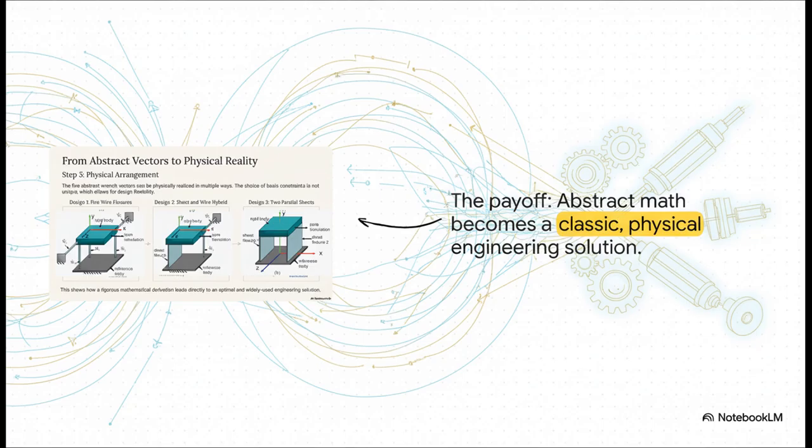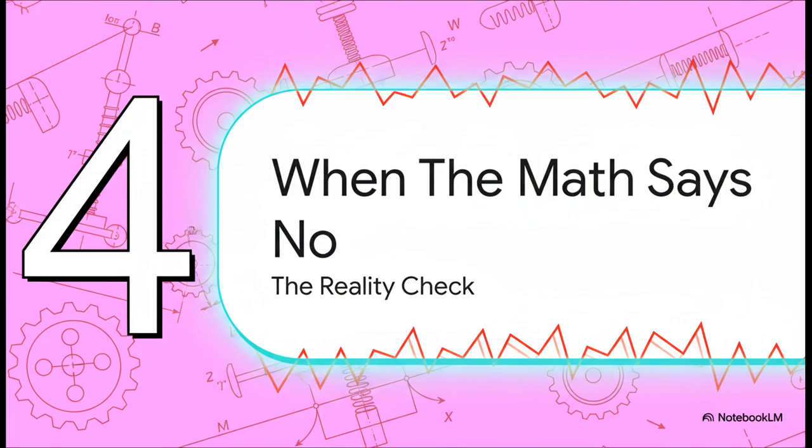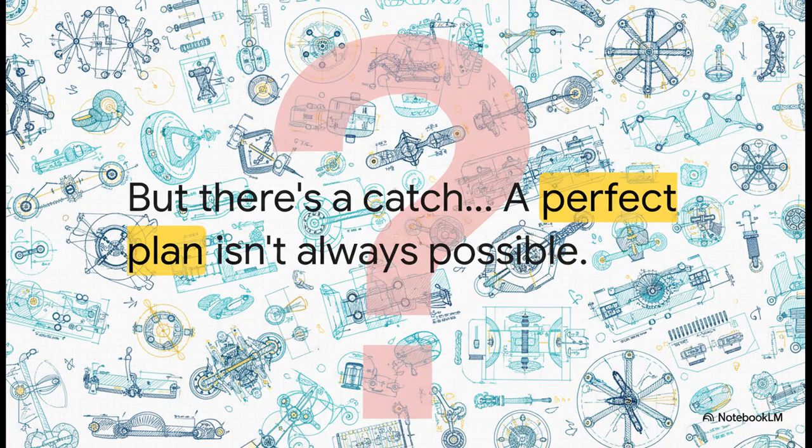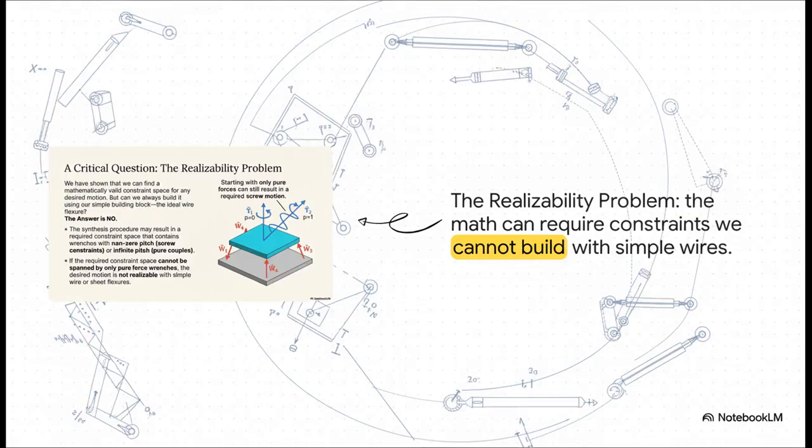How cool is that? Okay, this seems like a perfect system, right? A guaranteed way to build any motion you can possibly dream up. But like with any powerful tool, it's really important to understand its limits. So this leads to the big question. Can we really use this method to build any motion we can possibly imagine using only our simple wire flexures as the building blocks? And the answer, maybe surprisingly, is no.